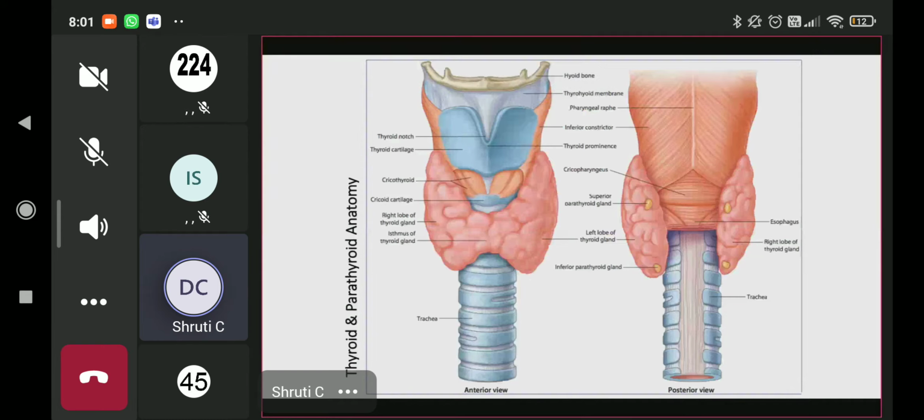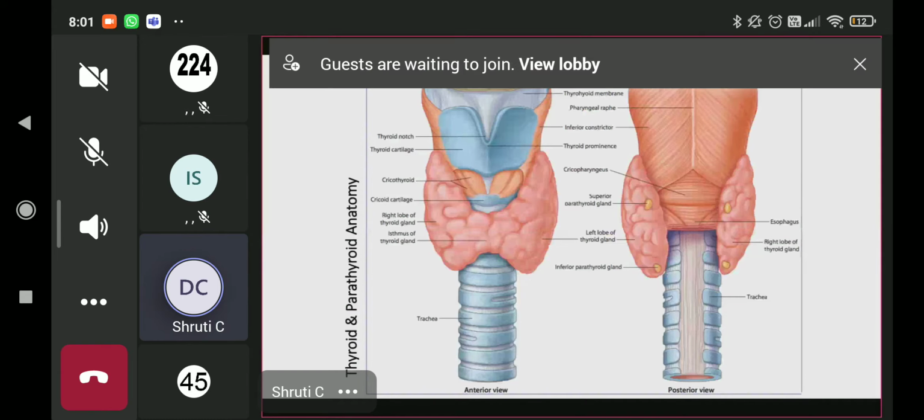So as you are all aware of the anatomy of thyroid, this is the thyroid gland. This is the left lobe, right lobe, and the isthmus connects both the lobes of thyroid.